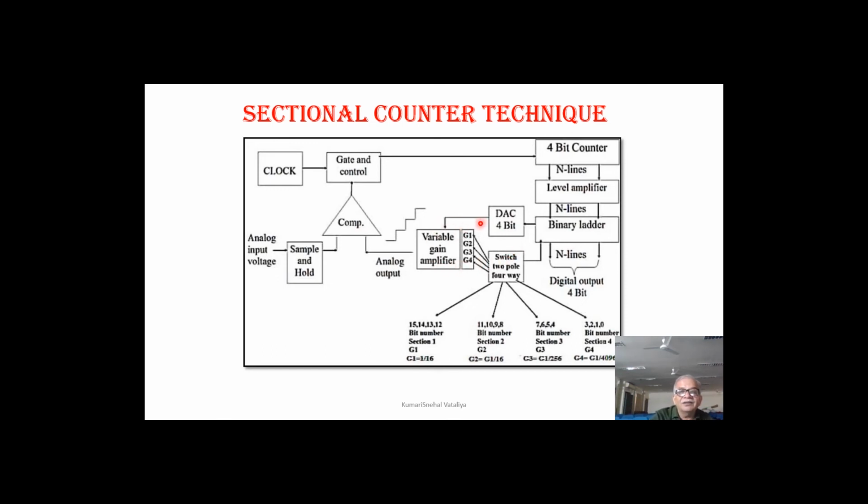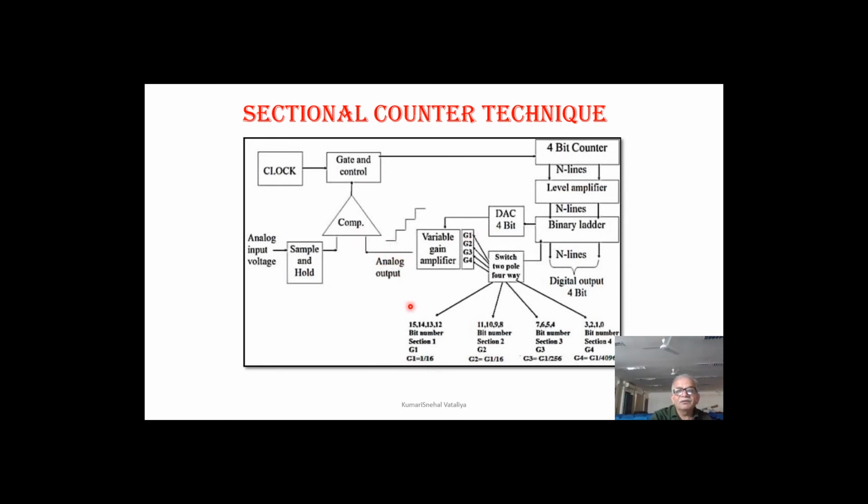You will get 16-bit resolution by using 4 amplifiers of variable gain in the feedback path. So this DAC output is also only 4 bits, but we will have 4 sections: first section, second section, third section, fourth section. So this is the MSB highest section, then the next lower section, then the next lower 4 bits, and the next lower 4 bits. So you will do this process 4 times with different variable gain amplifiers, and the analog output voltage will be produced by this DAC in the feedback path, and that is applied to the comparator.